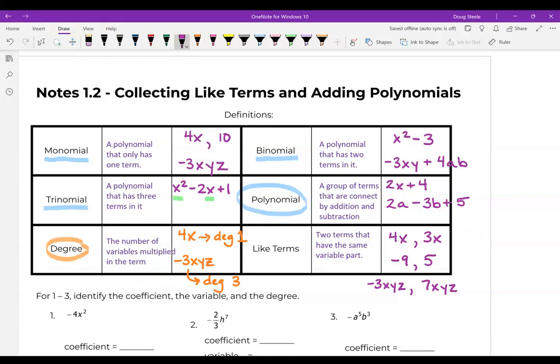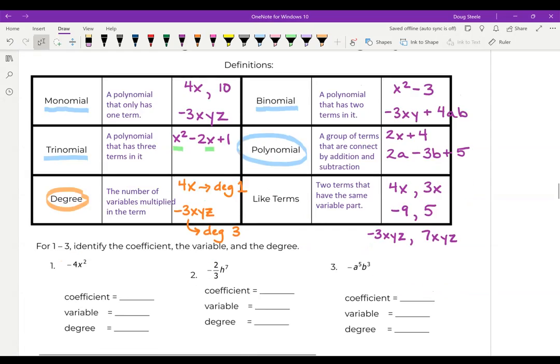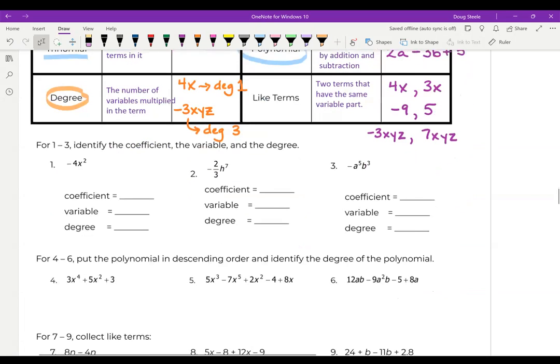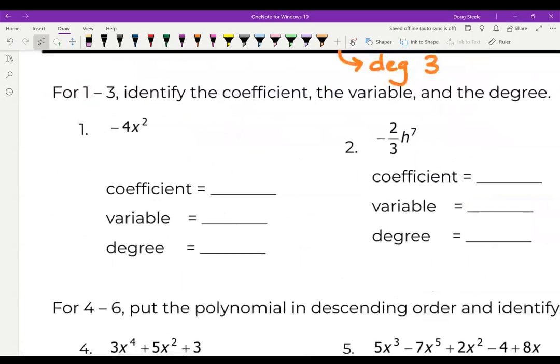So using these definitions, we're going to answer the following questions as best as we can. We'll look at degree in a couple different ways, so do take some time while we're going through the example to ensure how it is being asked of you. So if we look at our first problem here, negative 4x squared.